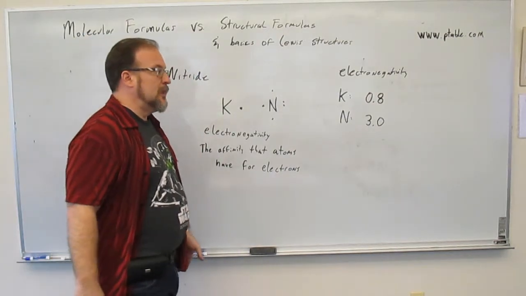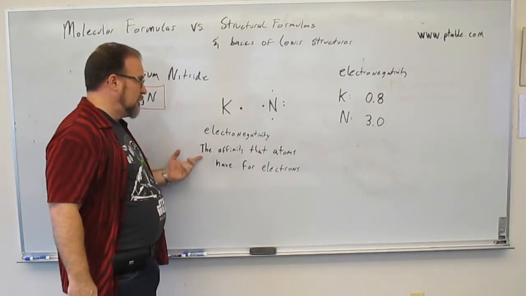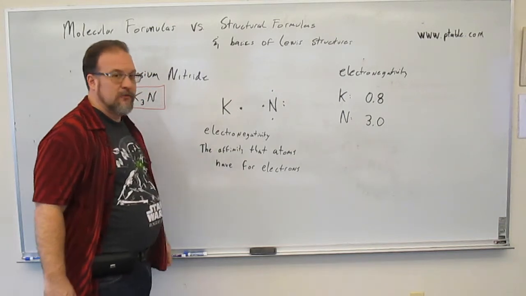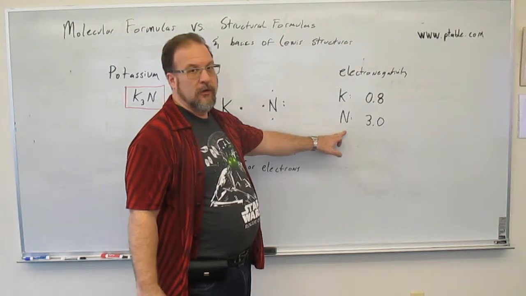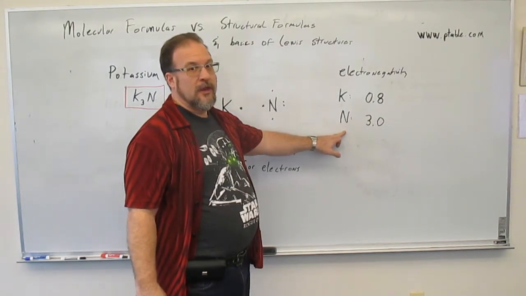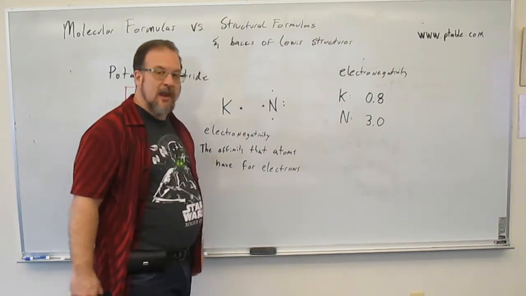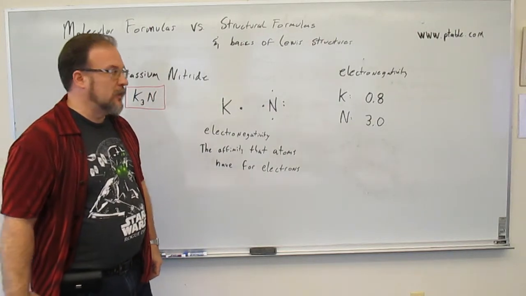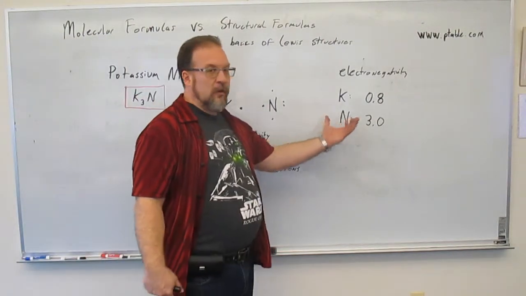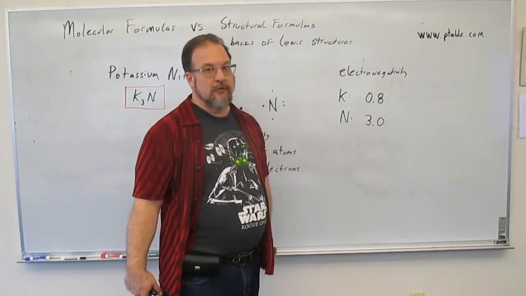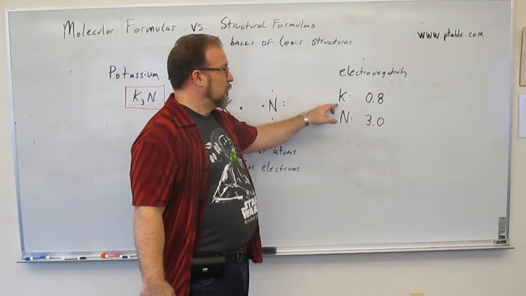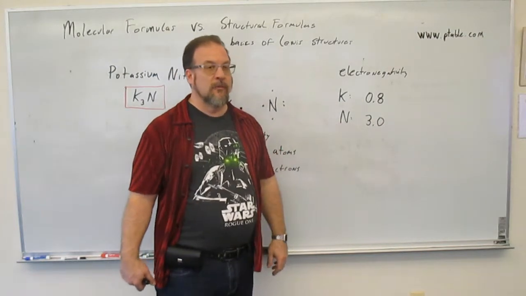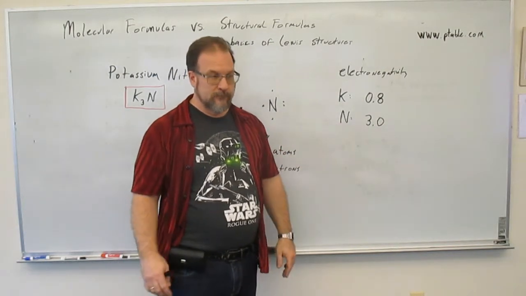So what do these numbers mean? Remember, electronegativity is the affinity that the atoms have for electrons. So the bottom line is, the higher the number, the more greedy, or the higher the affinity that that atom has for electrons. So nitrogen really wants to grab everybody's electrons. He wants to steal electrons and keep them to himself. Potassium is the opposite. Potassium loves to give up his electron.